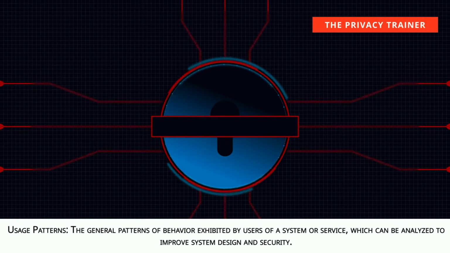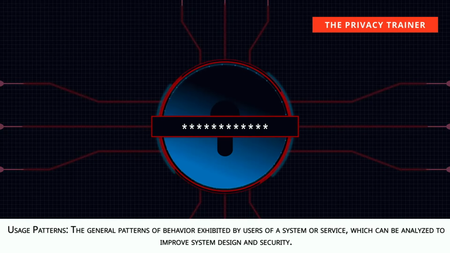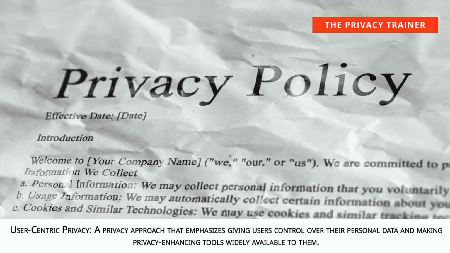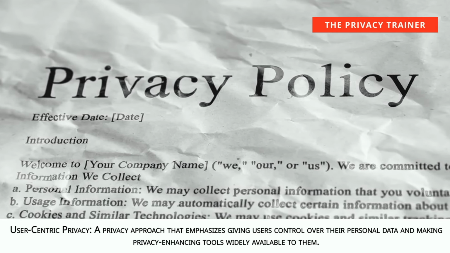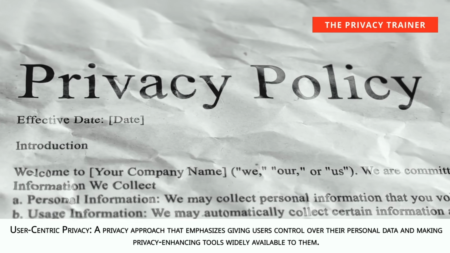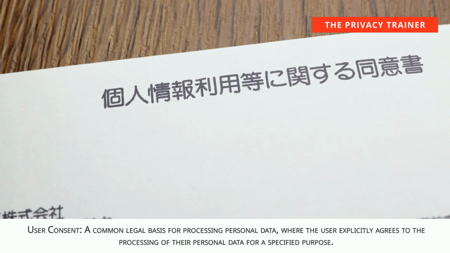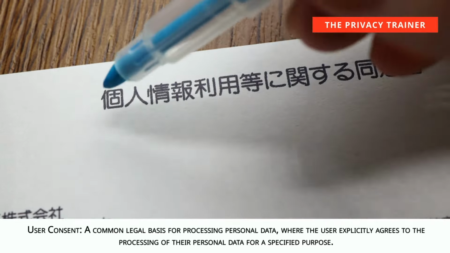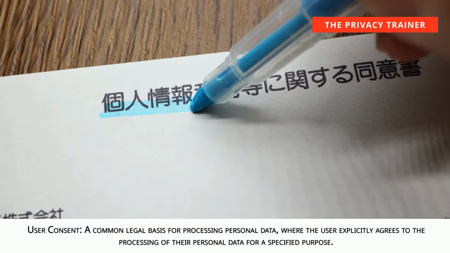Usage patterns, the general patterns of behavior exhibited by users of a system or service, which can be analyzed to improve system design and security. User-centric privacy, a privacy approach that emphasizes giving users control over their personal data and making privacy-enhancing tools widely available to them. User consent, a common legal basis for processing personal data, where the user explicitly agrees to the processing of their personal data for a specified purpose.